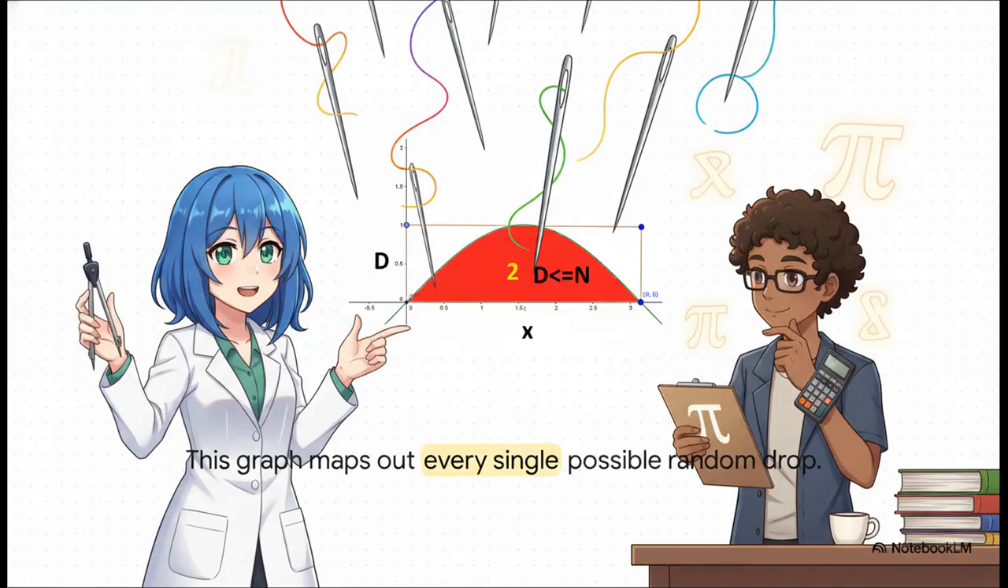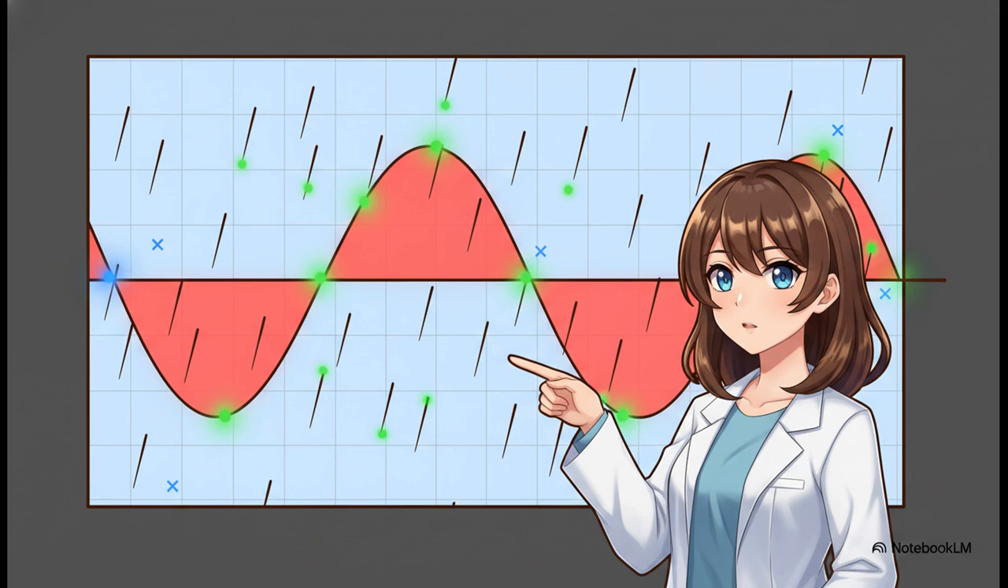And this graph, this is fantastic. It shows us the whole picture. Think of this as a map of every single possible outcome. The bottom axis represents the angle the needle lands at, from flat to upright, and the side axis is its distance from a line. That whole rectangle contains every single possibility. Now, see that red shaded area? That's the sweet spot. That area represents every single combination of angle and distance where the needle crosses a line, where that hit condition we just talked about is true. If your needle's random drop lands it in the red zone, it's a cross. If it lands in the white area, it's a miss.